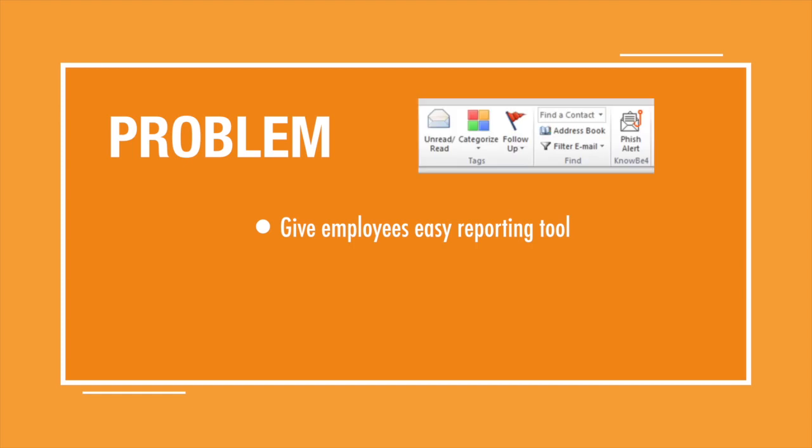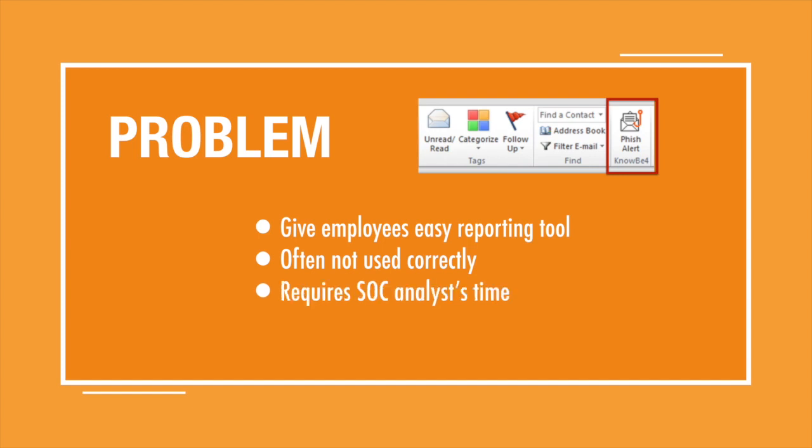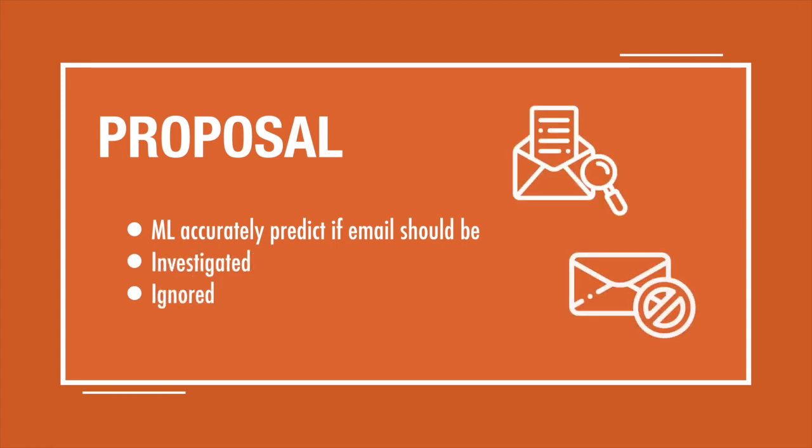For this practicum, I chose a real problem experienced at my place of employment. Currently, we provide employees a quick and easy way to report phishing emails at the click of a button. However, employees don't necessarily always use it correctly and confuse spam with sham emails. This requires a resource, a SOC analyst, to spend time deciding whether or not to investigate if the email is really a threat or not. So the question this project proposes to answer is to see if machine learning can be used to make the decision of whether an email should be further investigated or can be ignored.